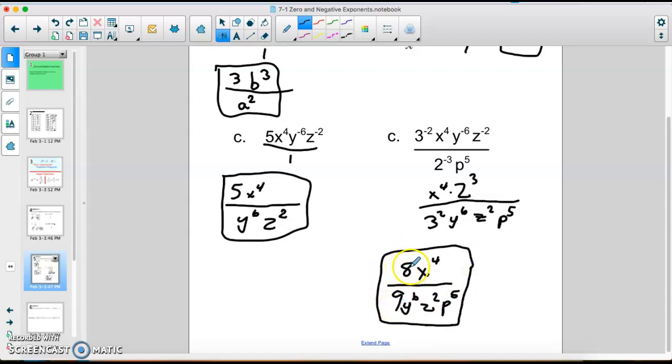I would also look, can I reduce these down at all, my numbers out in front? I can't. 8 and 9 don't reduce down, and so this is where I end up.